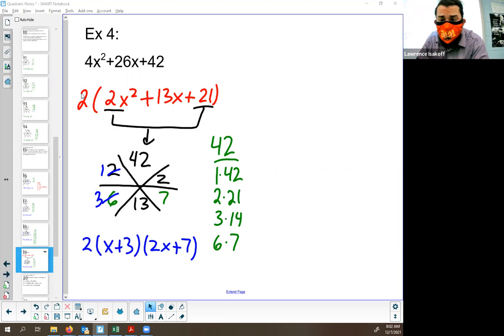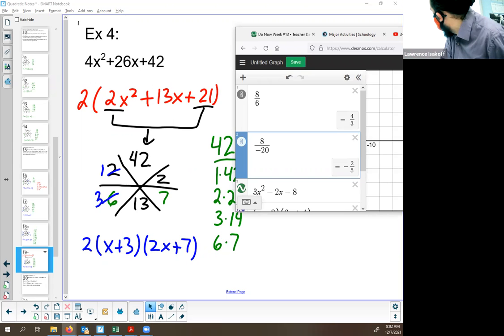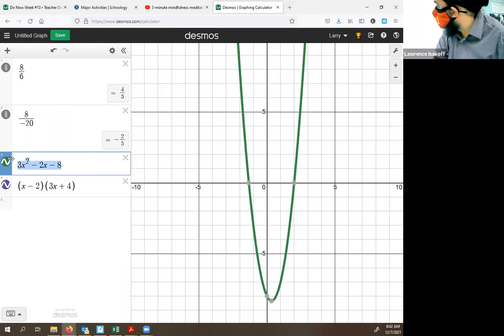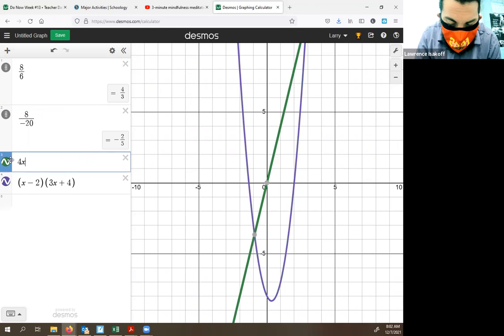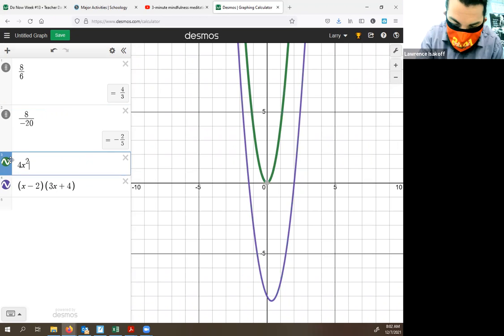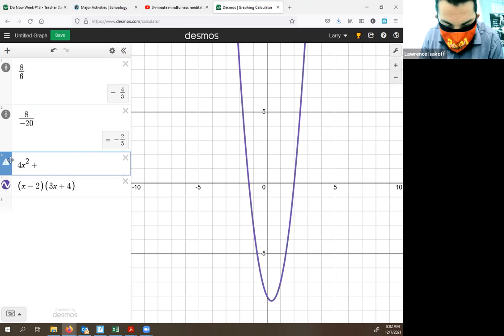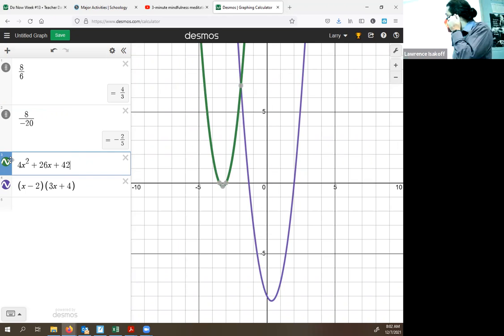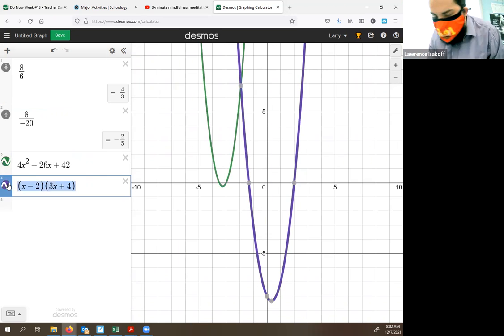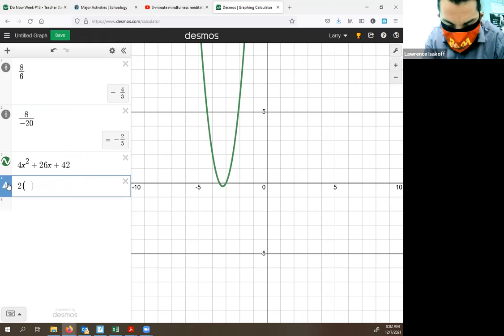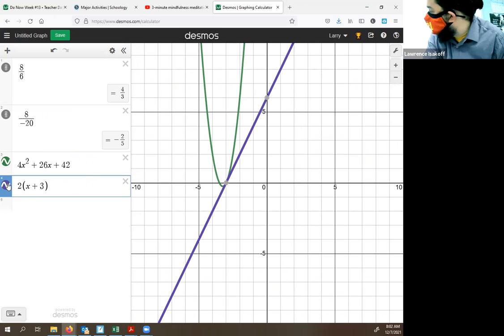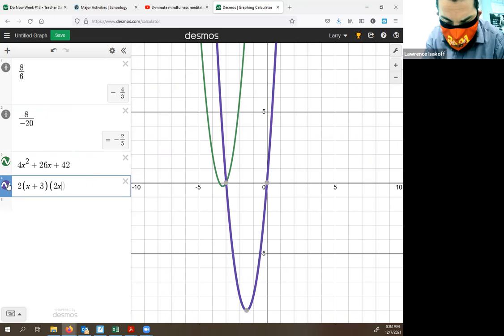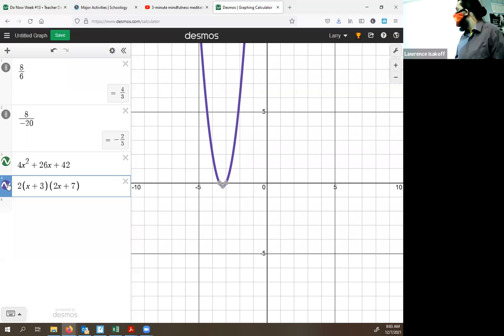So this one was a little tough. Let's double check ourselves here. So my first equation said 4x squared plus, what was that? 26x plus 42. And then I said my final answer was a 2 times x plus 3 times 2x plus 7. And there we go. We do get them to match up.